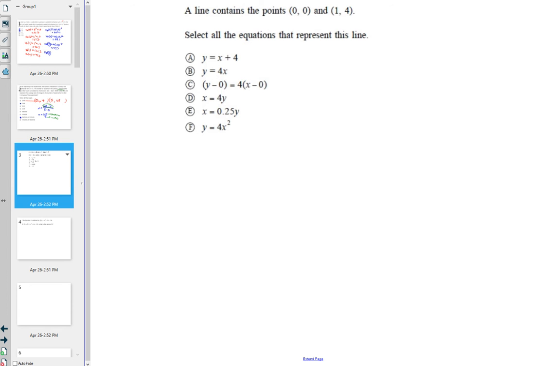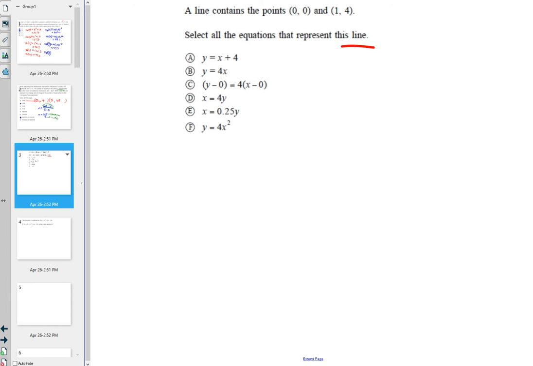A line contains these points. Select all the equations that represent this line. All right, well, this one's a little weird because I wish this would have been worded better, because that implies a line, right? Like a straight line, linear. And all of those are lines except for which one? Yeah, the last one is quadratic. But if you plug in those points, 0, 0 and 1, 4, they actually work on the quadratic one. But let's worry about that one later.